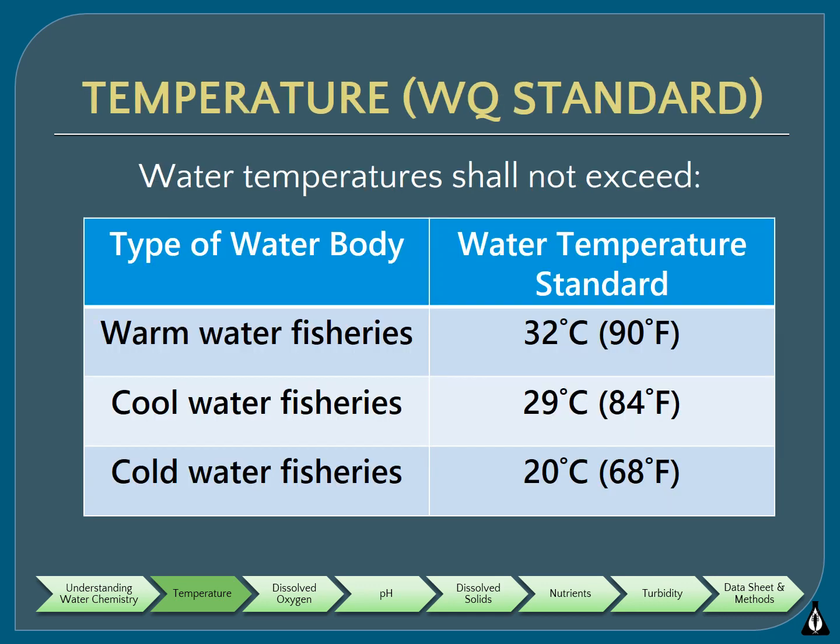Our water quality standards for temperature are based on organisms that can stand these different ranges of temperatures. Warm water fisheries is our general aquatic life water quality standard, and that's about 32 degrees Celsius or 90 degrees Fahrenheit. Cool water fisheries are a little bit cooler, and they support aquatic life like smallmouth bass and rock bass. And then cold water fisheries are even cooler, about 68 degrees Fahrenheit, and they're meant to support organisms like trout and hellbenders.